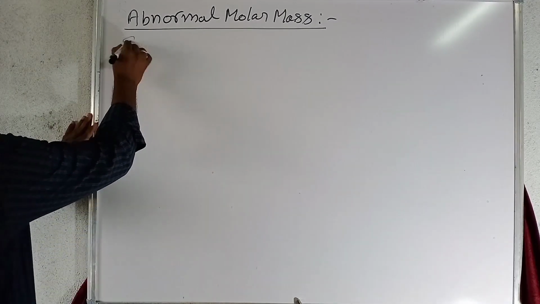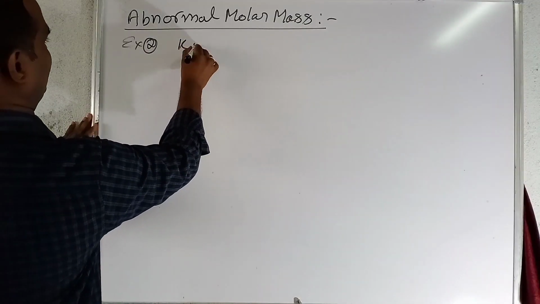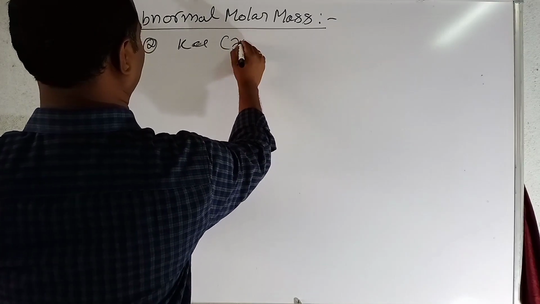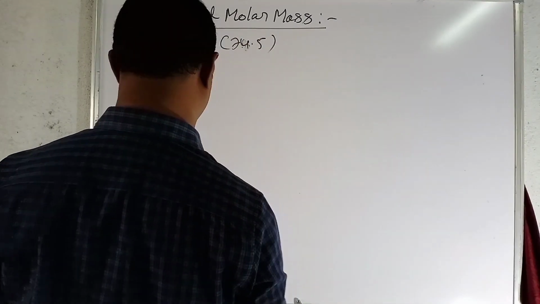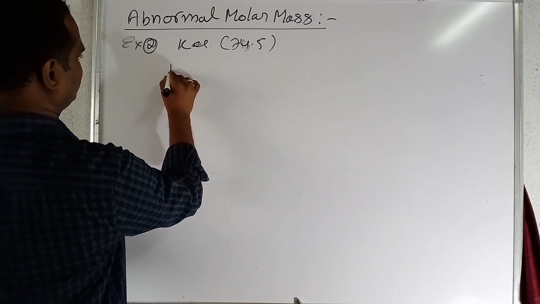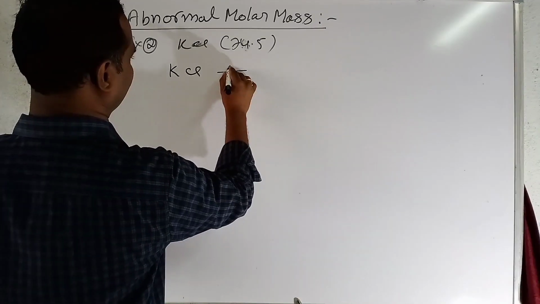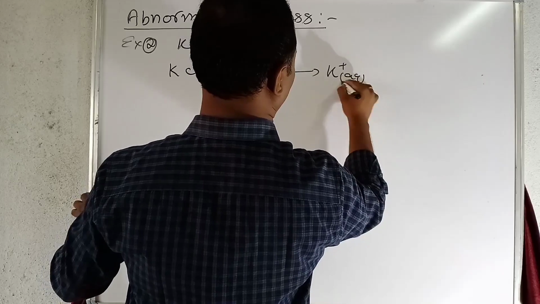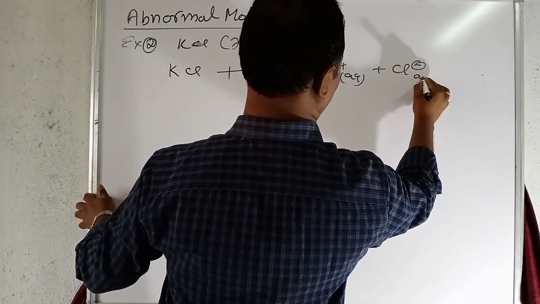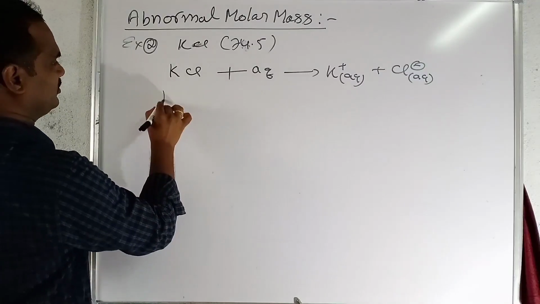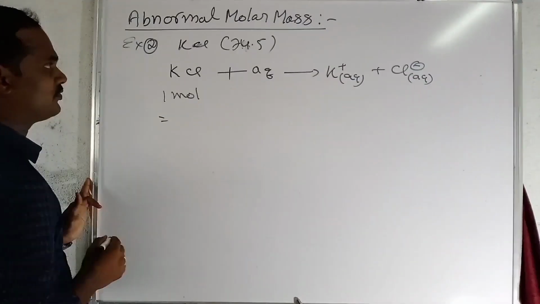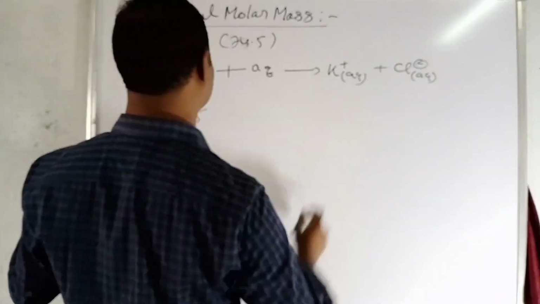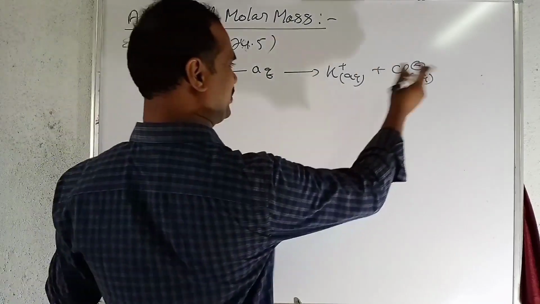Another example for dissociation, that is a textbook example, KCl. KCl molar mass is 74.5 gram per mole. Here I have taken 1 mole of KCl dissolved in water. After dissociation, ions are obtained. How many moles did I take here? 1 mole. What do we call the mass of 1 mole? Molar mass. What is the molar mass? 74.5. After dissociation, KCl dissociates into K plus ion and Cl minus.